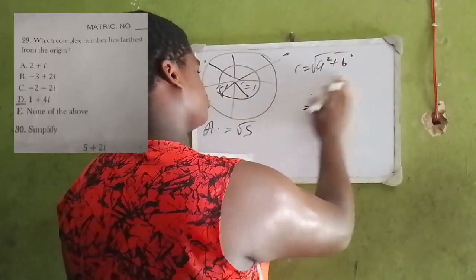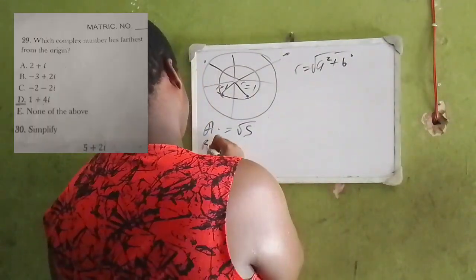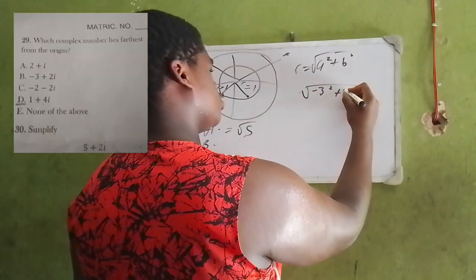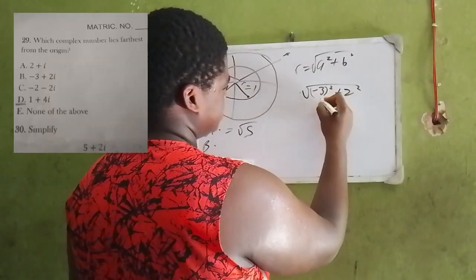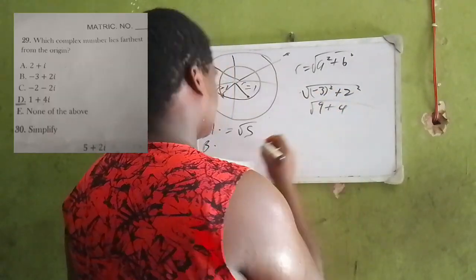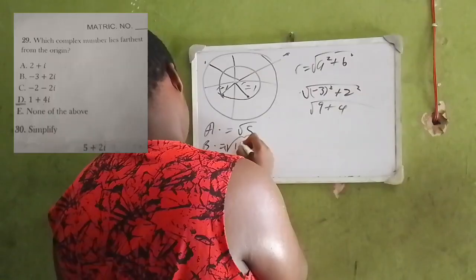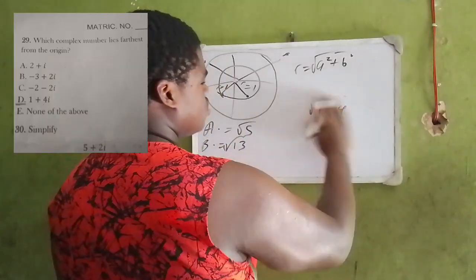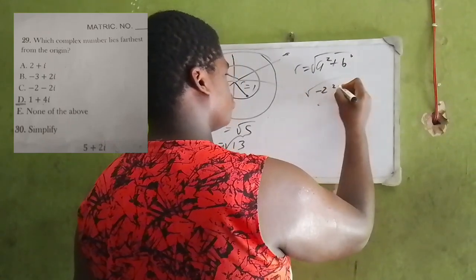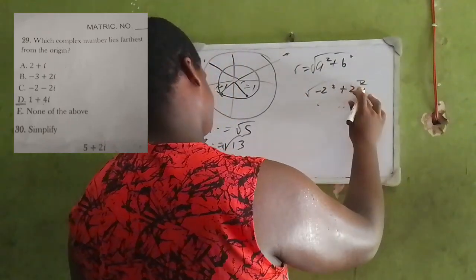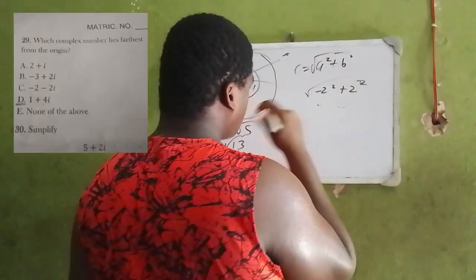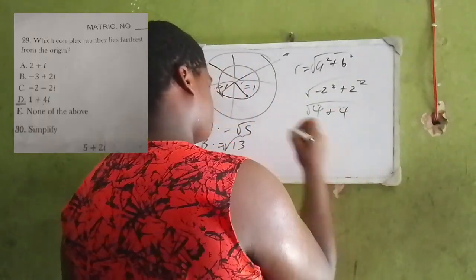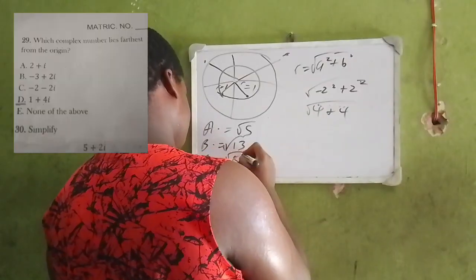The next option is option B, which is the square root of minus 3 squared plus 2 squared. Minus 3 all squared is simply 9, plus 4, that is the square root of 13. The next one is minus 2 minus 2i. So that is equal to the square root of minus 2 squared plus 2 squared. 2 squared is 4 and 2 squared is 4. So that's the square root of 8. Option C is the square root of 8.